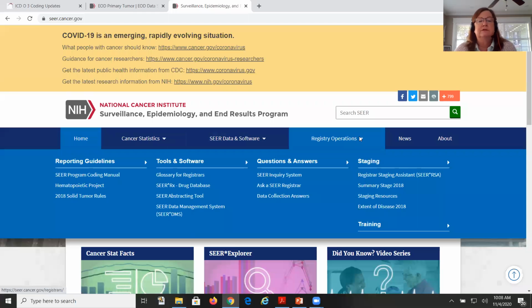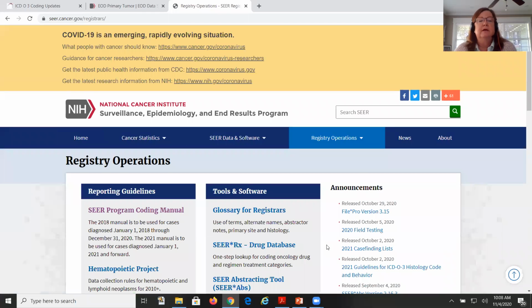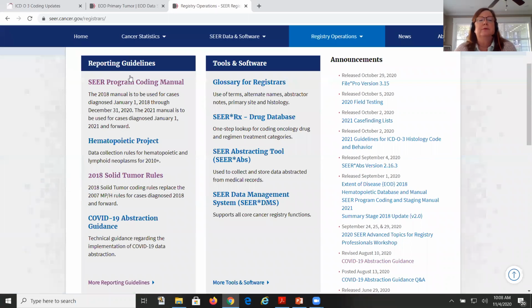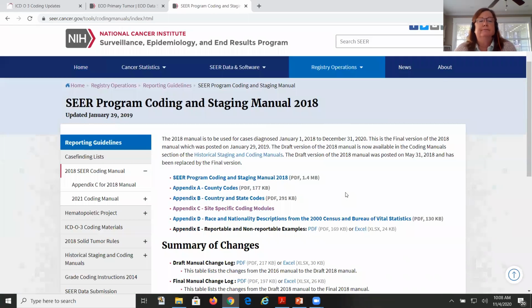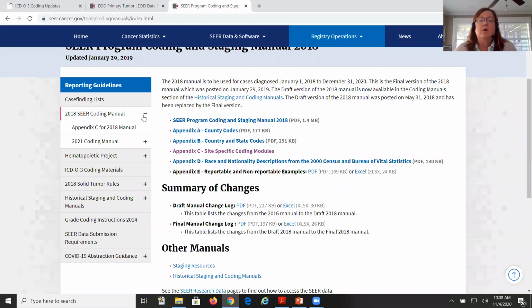Let's see what happens if you just click. Okay, yeah, just go under the reporting guidelines category, click on the SEER Program Coding Manual, and there you go. If you have an older case and you need to look at an older SEER manual and its appendices and staging, there's a section over here for historic staging and coding manuals where you can click on that and get that information.